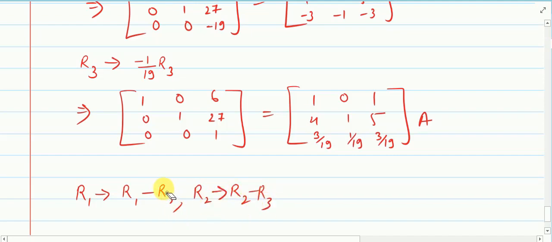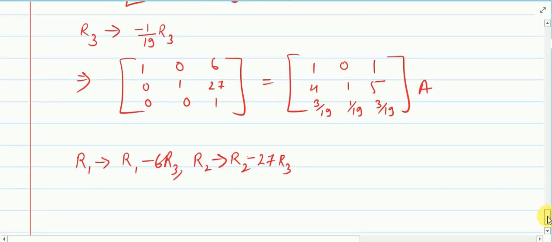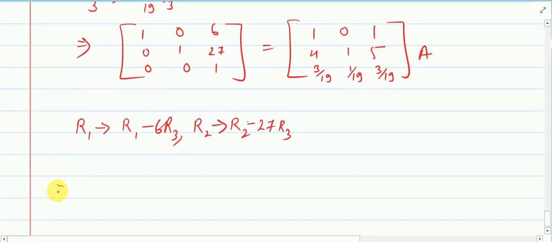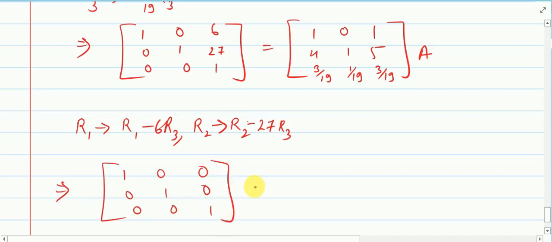Sorry, here will be 6 times R3, and here will be 27 times R3, because here it's 6, so 6 minus 6, that's why I'm multiplying by 6 then subtracting. Here 27, so first multiply by 27 then subtract. Okay, so here we will get 1 0 0 0 1 0 0 0 1, and this side also we are supposed to do the same thing.